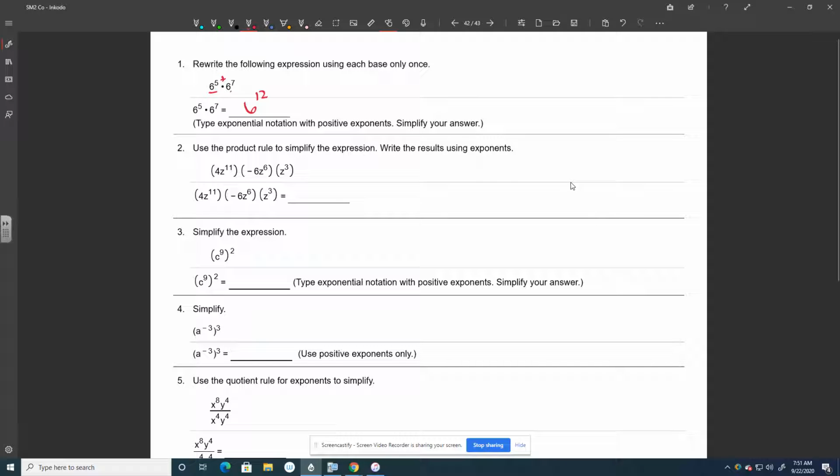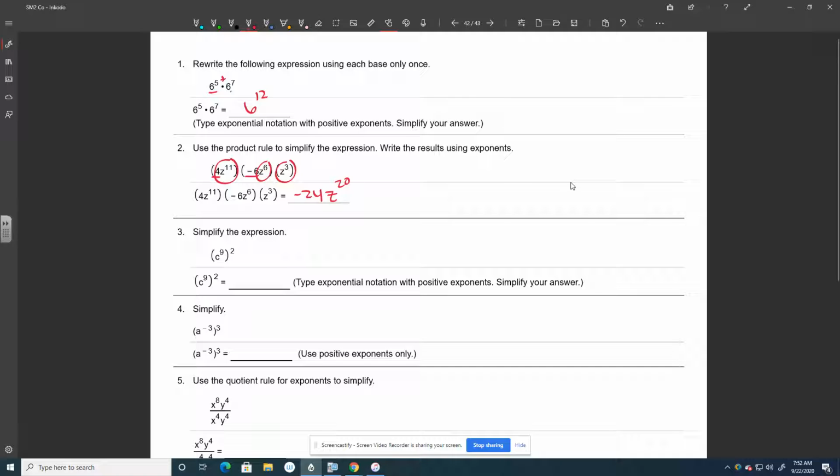Okay. Number two, use the product rule. Everything's being multiplied, so we can multiply things with the same base together. The 4 and the -6 multiply to -24. Z to the 11th, Z to the 6th, and Z to the 3rd. We can combine those by adding the exponents. So we get Z to the 20th power.